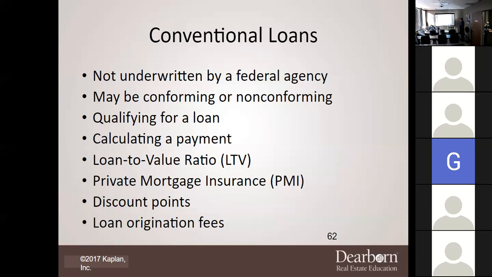Calculating the payment is left up to the bank, not to the federal agency. Loan to value ratio, your LTV, is up to you. Private mortgage insurance is that coverage for you in case Stephen doesn't pay. Discount points, charges, and loan origination fees, all of these things are left to the bank. The bank has that discretion.